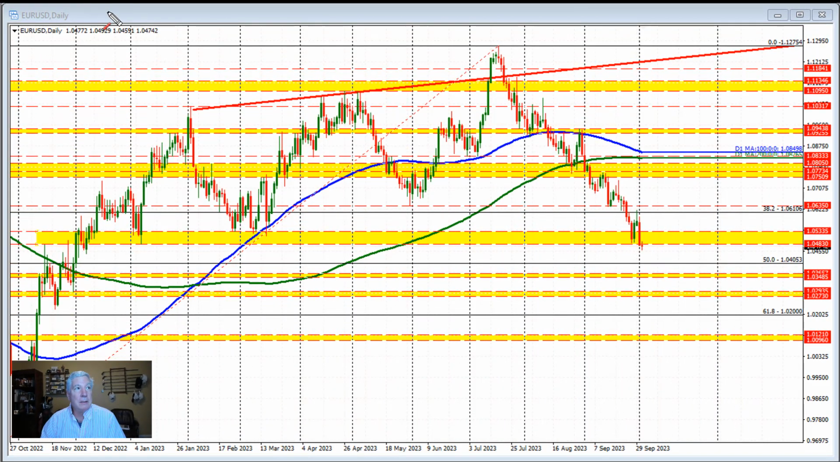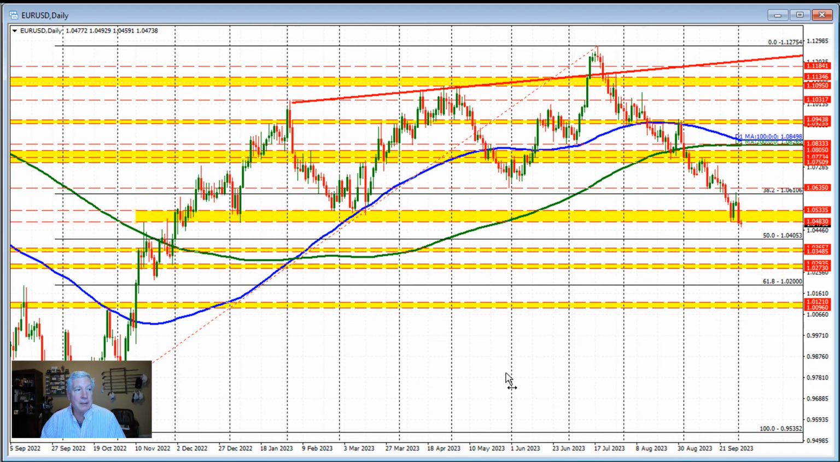Let's start by looking at the Euro versus US dollar. I'm looking at the daily chart. The move up from the September low. If we go back here to this period right here to the high that we saw in July, the 38.2% retracement of that move came in at 1.06106, and last week the price fell below that level, came up, tested, and then rotated back to the downside.